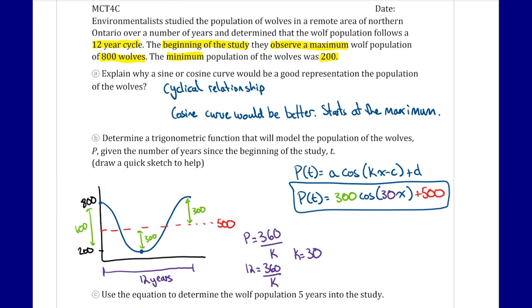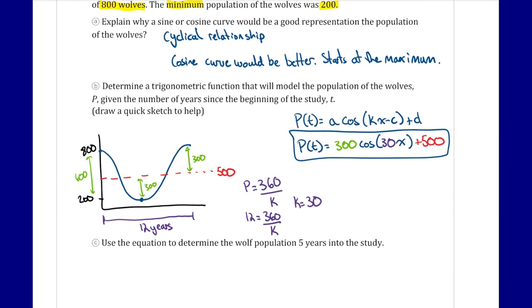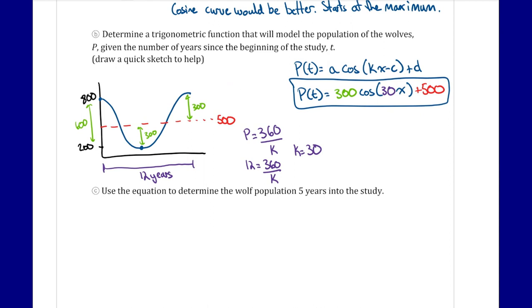So what I can do is figure out how many wolves there are at any number of years. And again, this is a model. It may not be 100% accurate, but based off of the hypothetical study, it should be relatively accurate based on what they've found. So all we're going to do now is the same thing that we did in the previous example, except instead of looking at height, we're looking at population. So the population at a given time is equal to 300 cosine 30x plus 500.